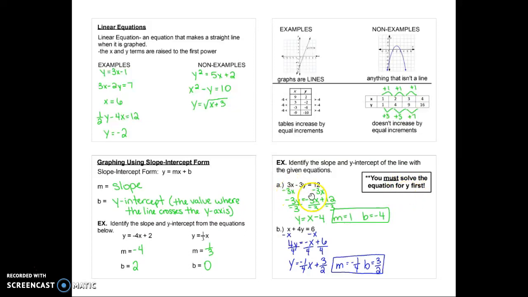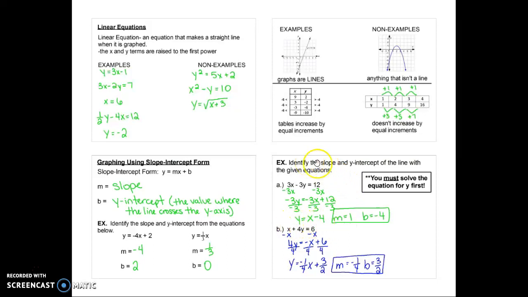I need to rearrange this so that y is by itself. So I'm going to first subtract my 3x to the other side. So I have negative 3y equals negative 3x plus 12. Then you need to divide both sides by this negative 3. So here that's going to cancel. It's going to leave you with a 1x. Then a positive 12 divided by negative 3 is a negative 4. Now this is in slope-intercept form. Y equals 1x minus 4.